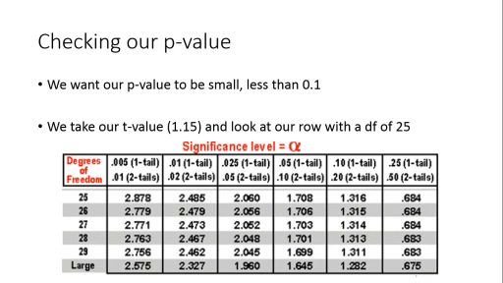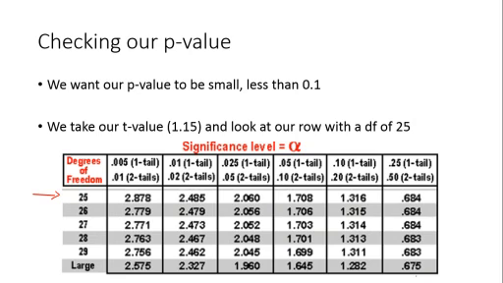And so we take our t-value, which positive or negative doesn't matter. We just want the number, so you can take the absolute value of it. We look at our degree of freedom row, which is 25, because there were 27 points. So 27 minus 2 is 25.